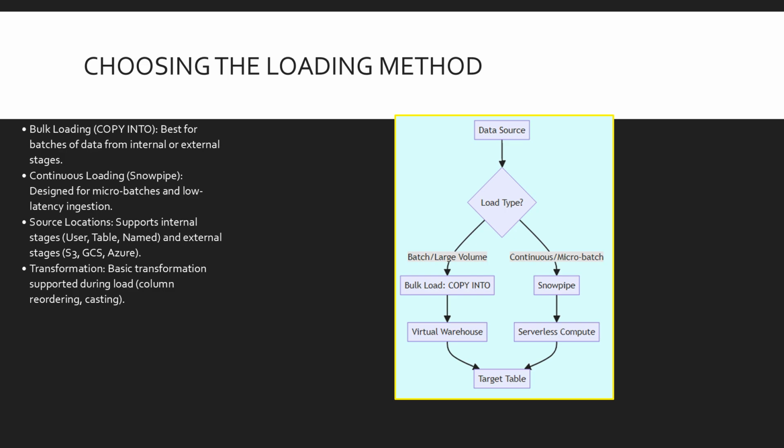This diagram illustrates the decision path for data loading. Starting from your data source, you must decide the load type. If you have large volumes or batch requirements, you utilize bulk loading via the copy into command, which leverages your user-managed virtual warehouse. If you have continuous data streams, you opt for Snowpipe, which uses Snowflake's serverless compute resources. Both paths ultimately land your data into the target table.